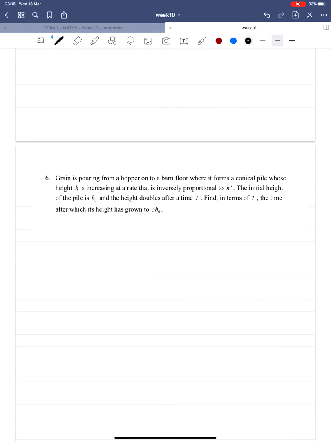6. Grain is pouring from a hopper. What is a hopper? I don't know what a hopper is. Sounds like it might be a cup or something. Grain is pouring from a hopper onto a barn floor where it forms a conical pile. Okay, so there's grain which is falling, and it's falling into a conical pile.